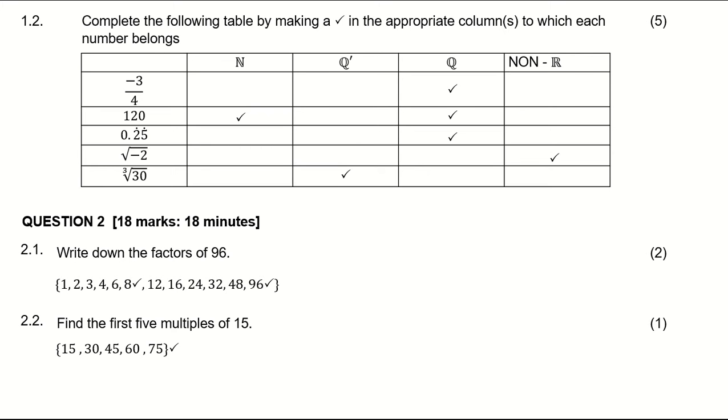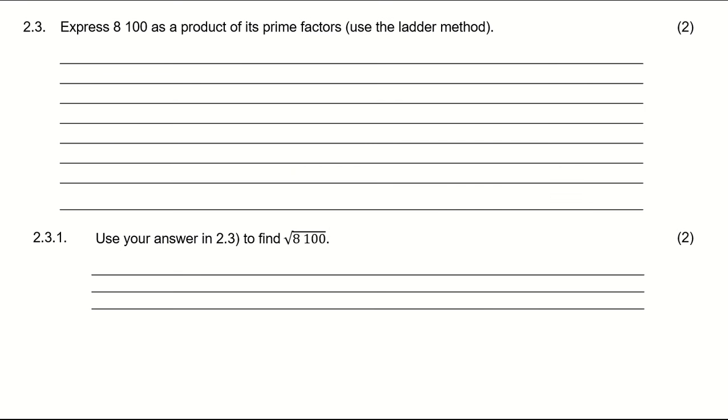We need to stop at 5, and the multiples will be those that are given there. Now we need to express 8,100 as a product of prime factors. How do we do that? You write 8,100 divided by the lowest prime number. The lowest prime number will be 2.